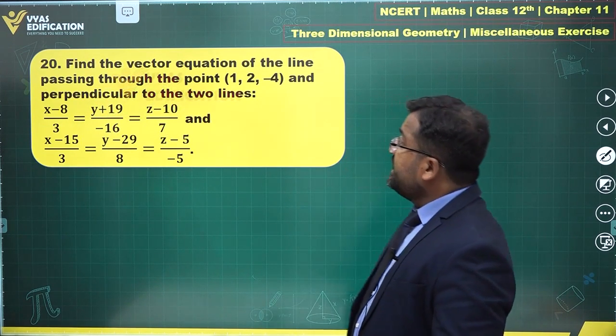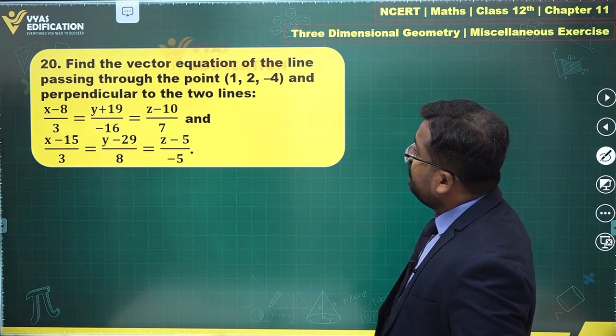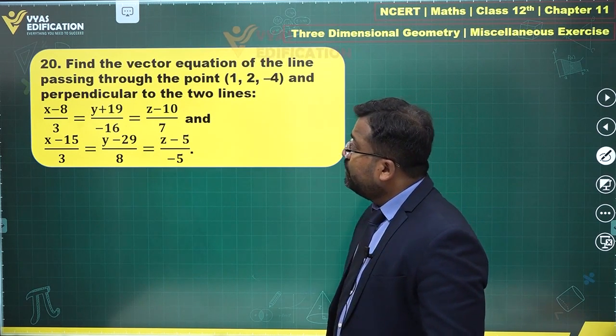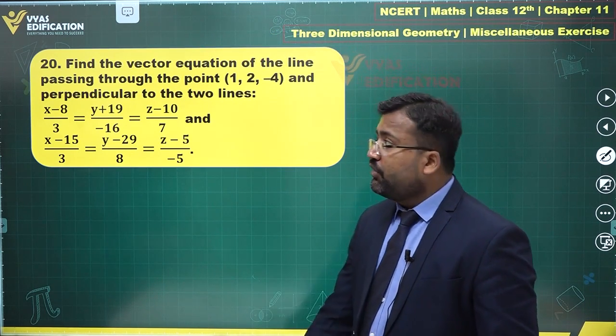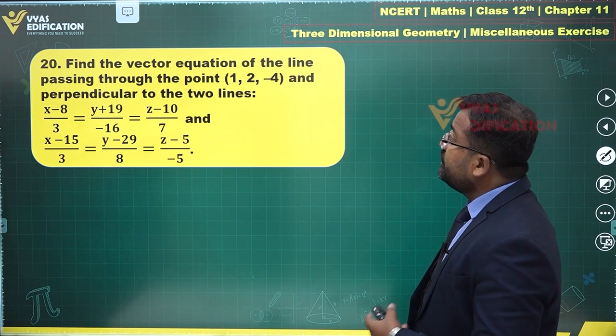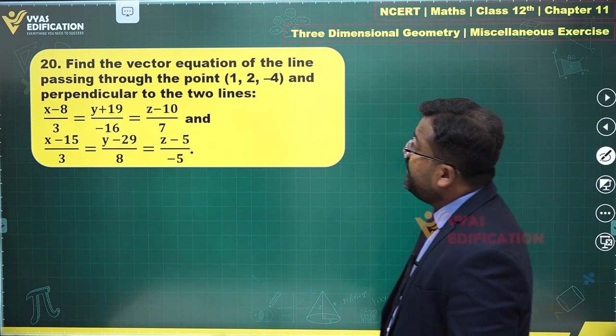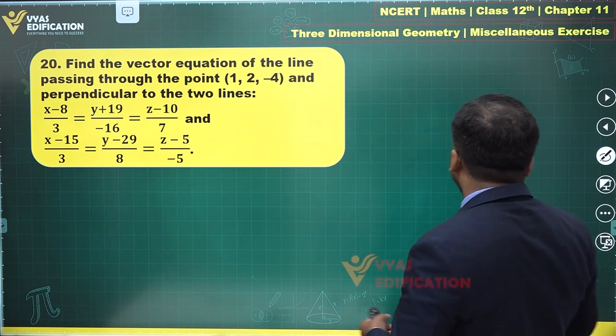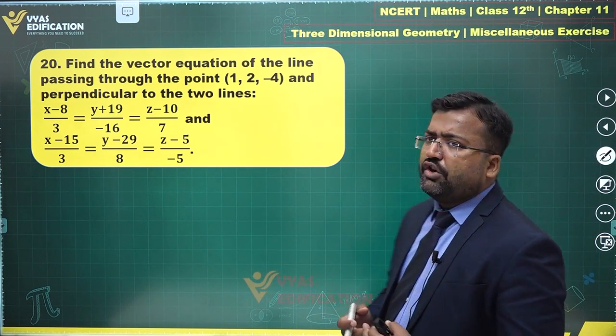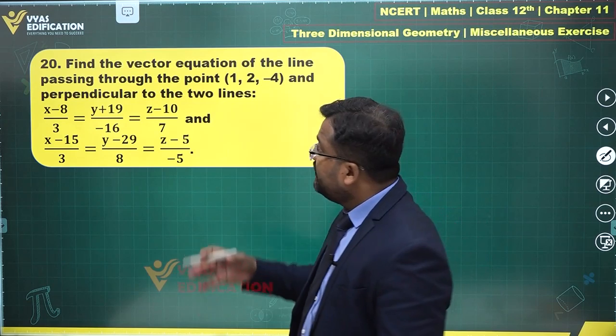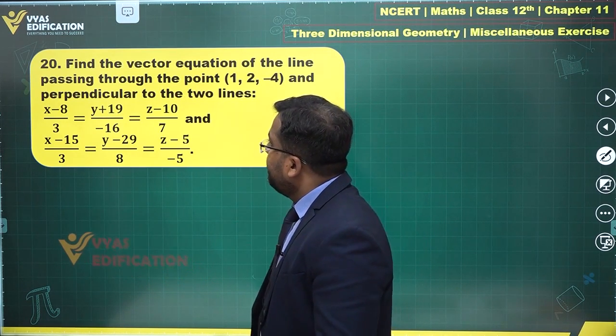Question number 28 says, find the vector equation of the line passing through the point this and perpendicular to the two lines this and this. Once again, we need the vector equation of a line passing through a particular point and perpendicular to the two given lines. It's a similar question to the previous one, just that first we want to find the B vector, and then we'll write the vector equation of the line.